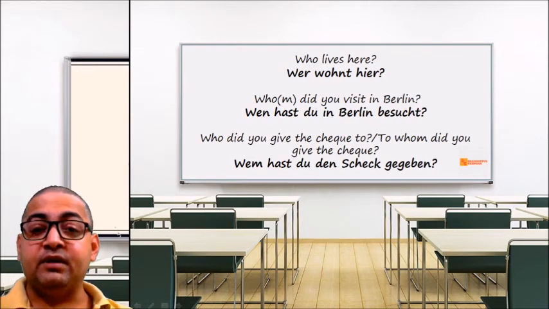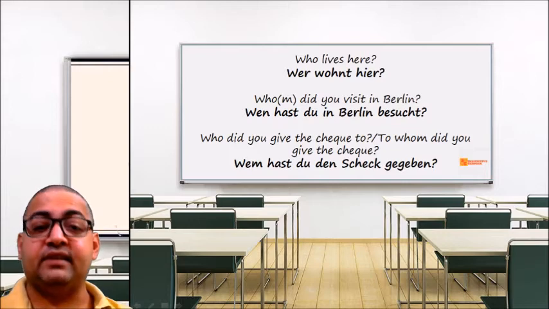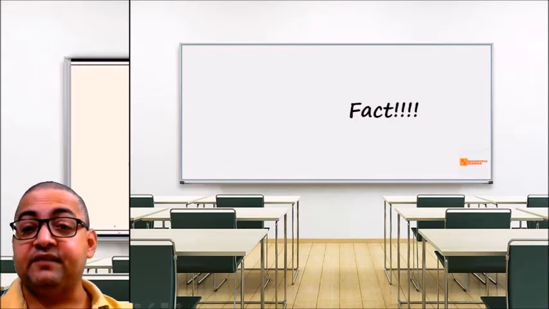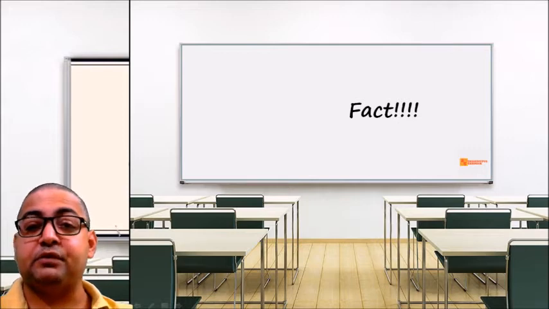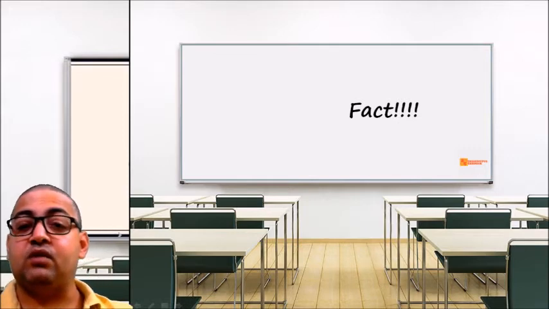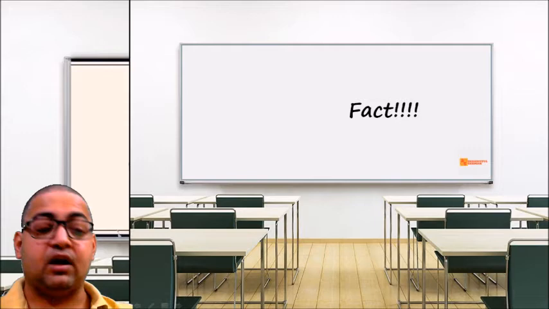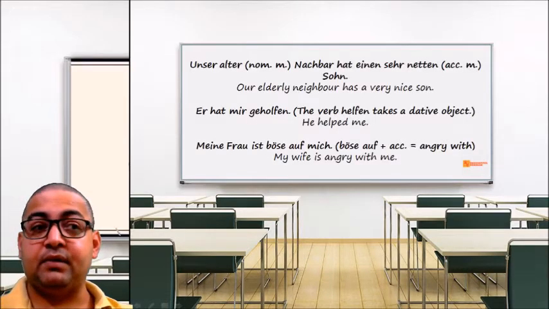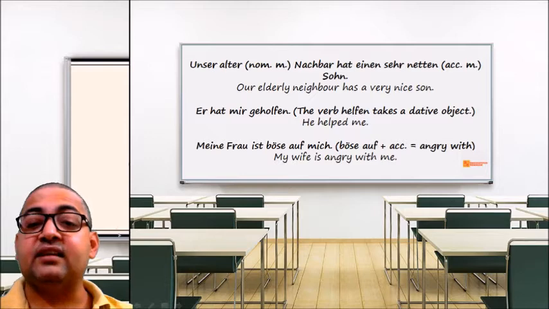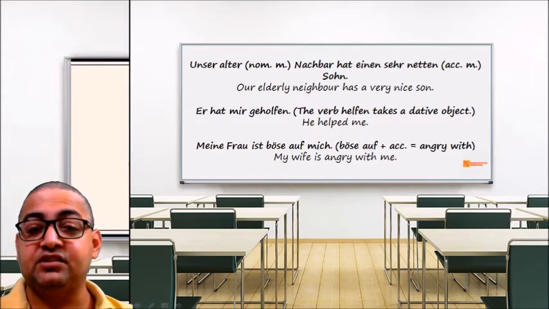In German, case endings don't just apply in the above instances. Adjectives take case endings, and verbs and prepositions can require that the pronouns and nouns that follow them take either accusative, dative or genitive case. Example: Unser alter Nachbar hat einen sehr netten Sohn.